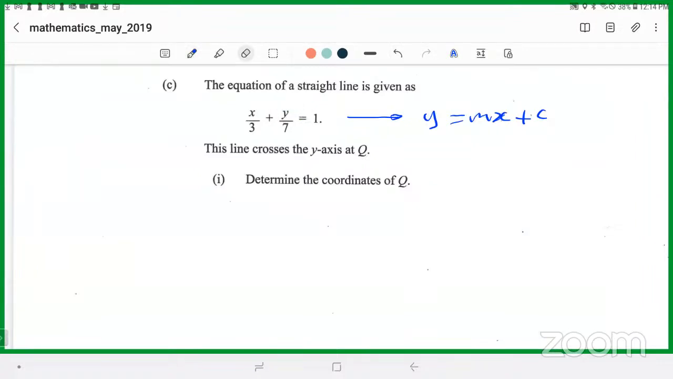All right, so let's do that over here. What I'm going to do is transpose this over here first. And when I transpose it, I'm going to get y over 7 equals negative x over 3, and this plus 1 is already over there, plus 1.